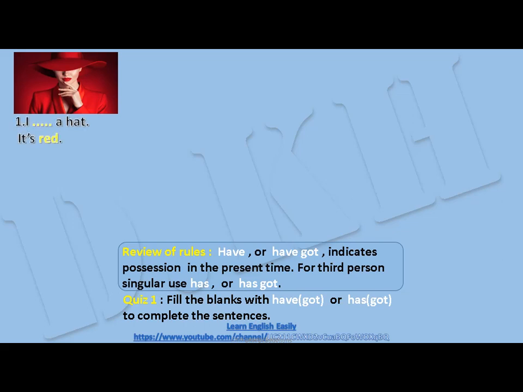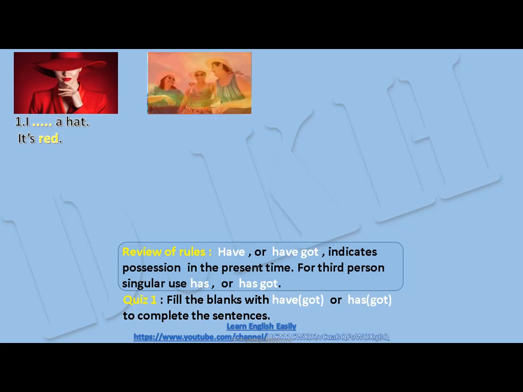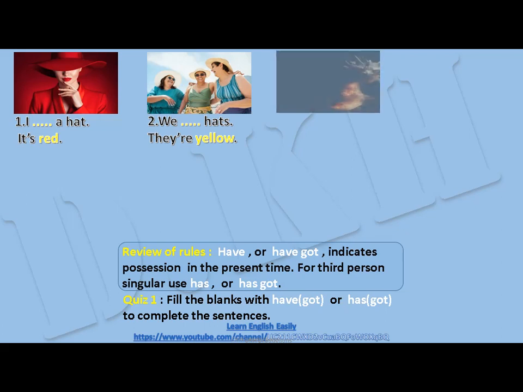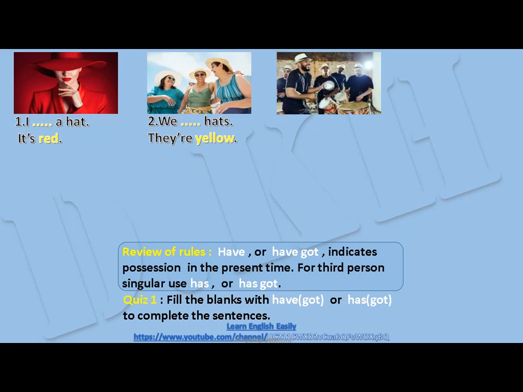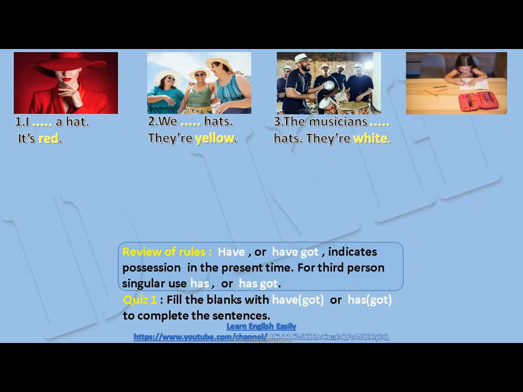Number 1, I have got the hat. It's red. Number 2, we have got hats. They're yellow. Number 3, the musicians have got hats. They're white. Number 4, she has a pencil case. It's red.